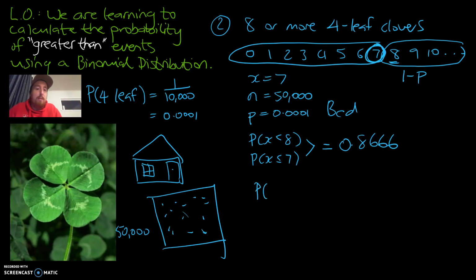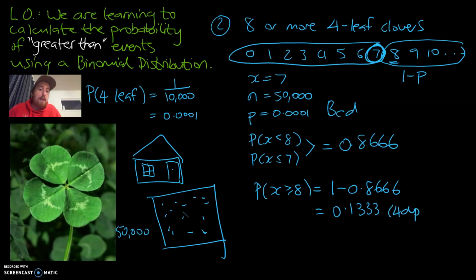We then need to do the 1 minus trick to find the probability of the top group. So let's go. The probability of there being 8 or more is equal to 1 minus 0.8666. And that's going to be 0.1333. And that's rounded to 4 dp. So that's about 13%. So relatively unlikely to find 8 or more clovers within that garden. So you genuinely will consider yourself lucky if you do find 8 or more.